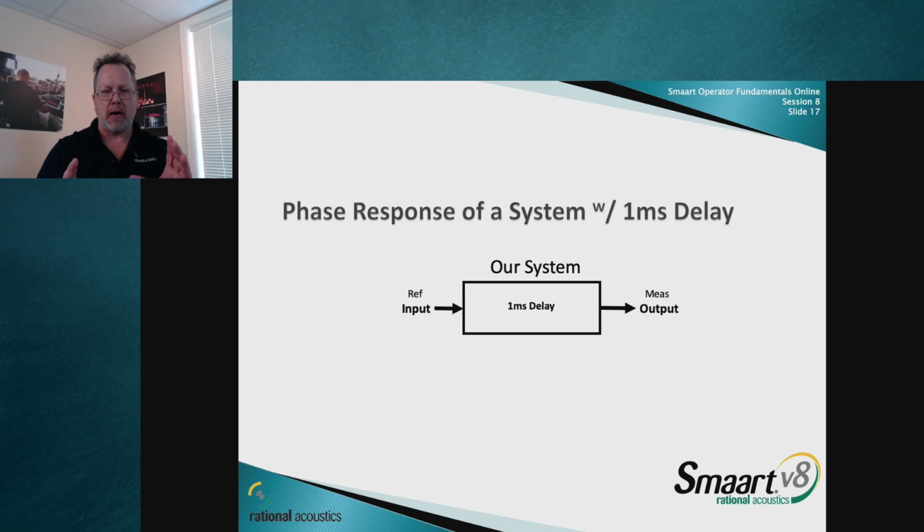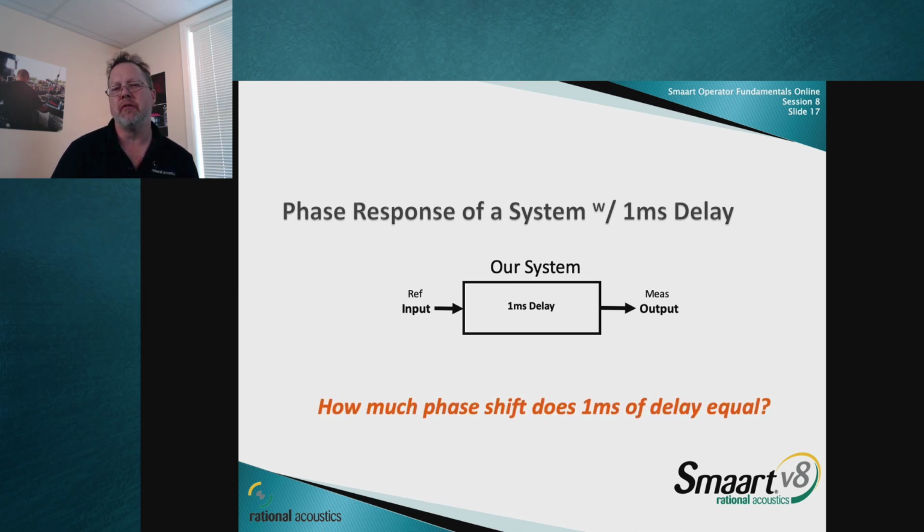So it's just this black box. The black box has 1 millisecond of delay in it, input relative to output. Right? So the question is, how much phase shift does 1 millisecond of delay equal? And the answer is, it depends. Our favorite answer. I think that's Sn0dcon's motto, and it's very wise.